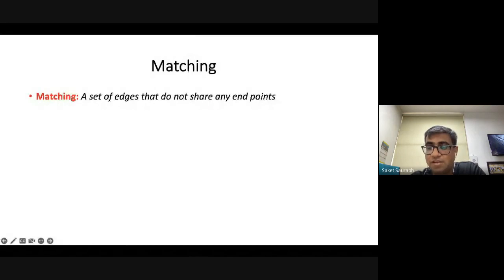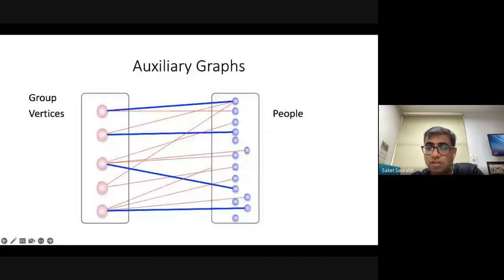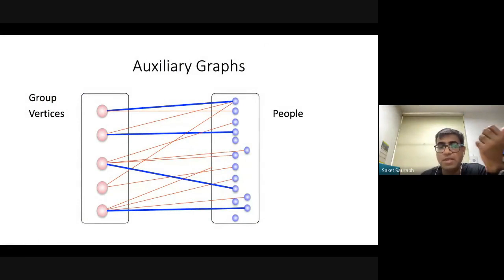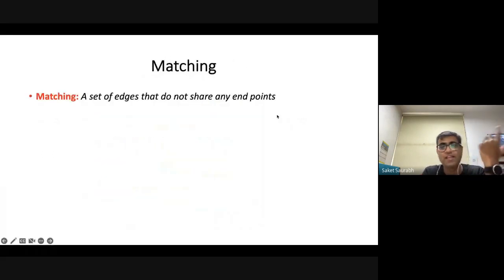Isn't this matching? This is nothing but what we just saw. This is just matching. Because everybody needs a private person, which basically means that this group-person pair is not matched by anybody else, so you are looking for a set of edges in this graph that do not share any endpoints.